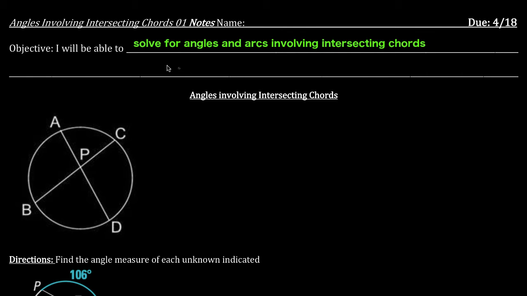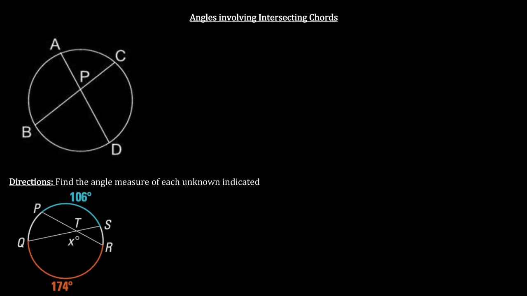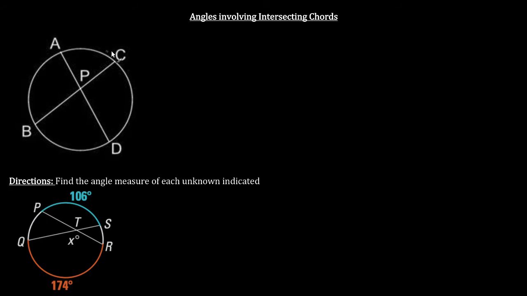So in this lesson, we will solve for angle measures and arc measures involving intersecting chords. If we look at this, we have a circle, and we have two chords. Remember, they go through and touch opposite ends of the circle. So chord BC intersects chord AD, and this is point P.